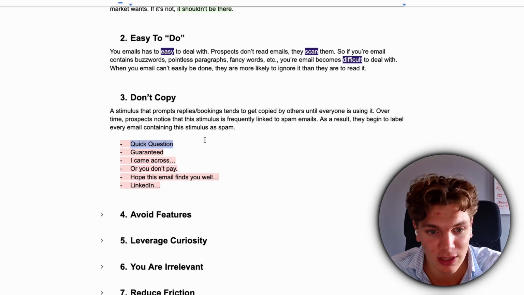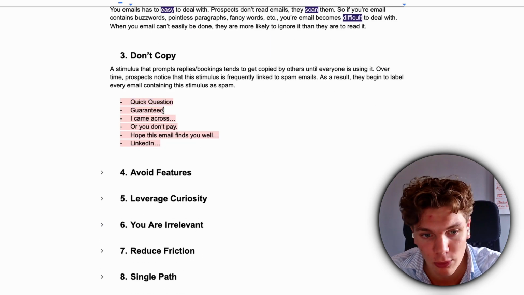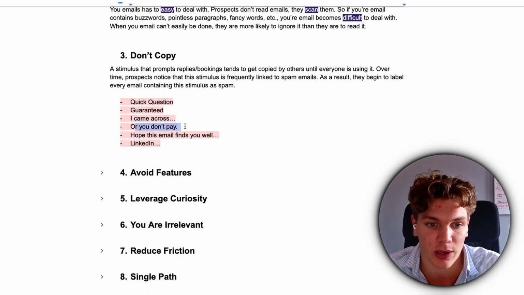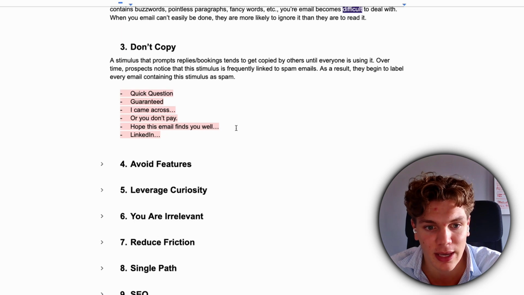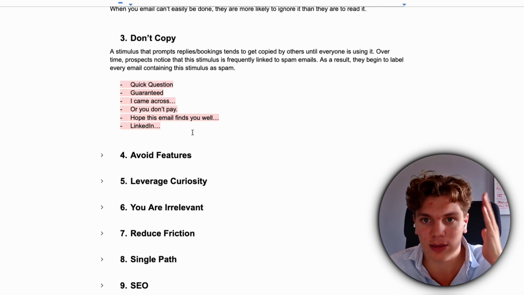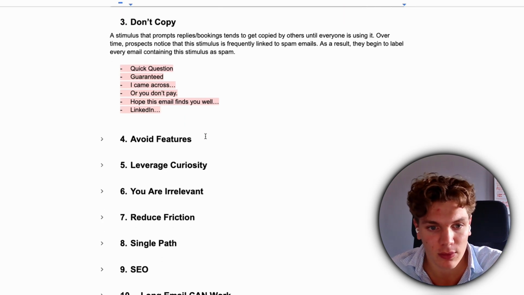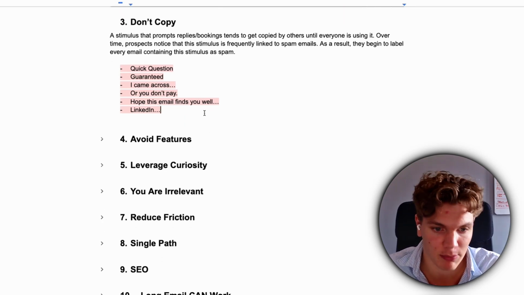Right? Guaranteed, I came across, or you don't pay. Hope this email finds you well. LinkedIn, any of these words, these are just examples. But every time someone reads this, they associate it with cold emails and therefore will link it as spam. Right? They will categorize it as spam, you can say.